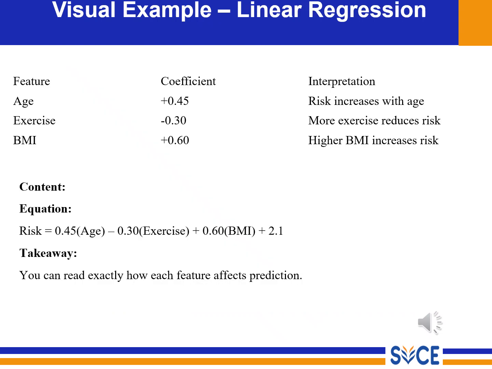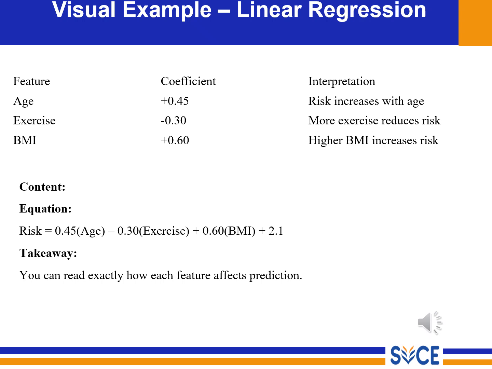Linear regression. So now look at the equation carefully. What is the equation here? Risk equals 0.45 times age minus 0.30 times exercise plus 0.60 times BMI plus 2.1. Which means age increases risk, exercise reduces risk, BMI increases risk more. So the model is not hiding anything. We can read the prediction like a sentence.